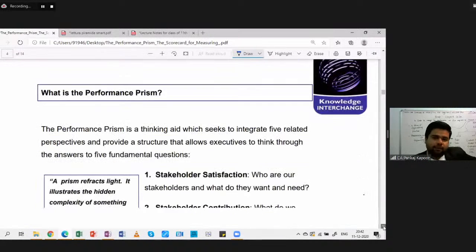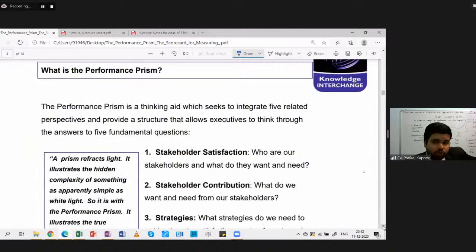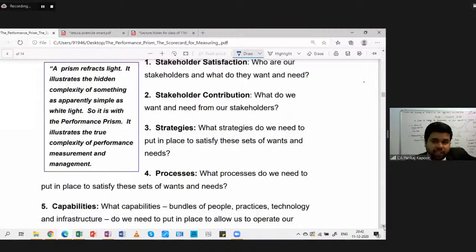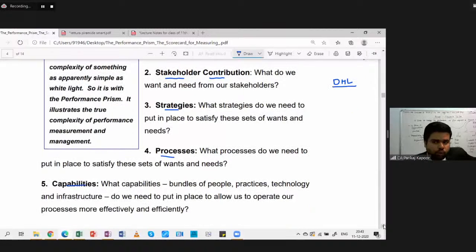So you can see here, they explain the performance prism, and in the performance prism, they explain the five dimensions, which are nothing but stakeholder satisfaction, stakeholder contribution, strategies, processes, and capabilities. Friends, you may be aware there is a company called DHL, which is a courier company, a fast courier company.